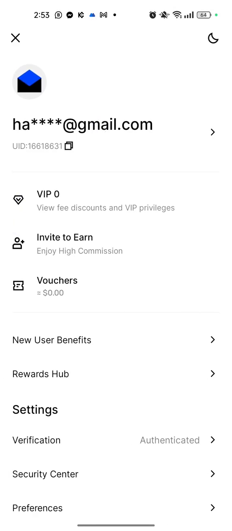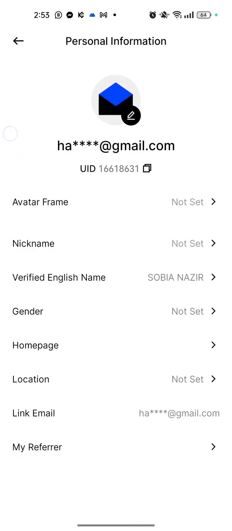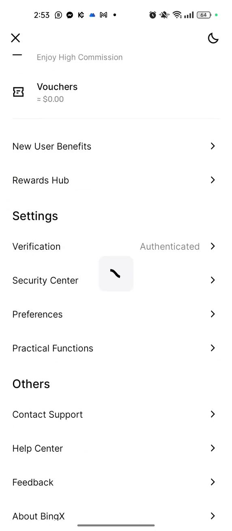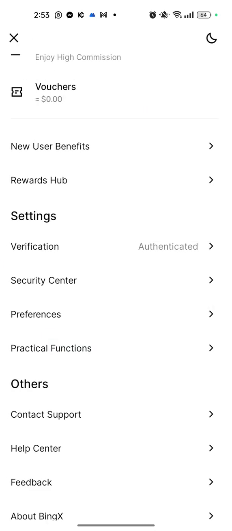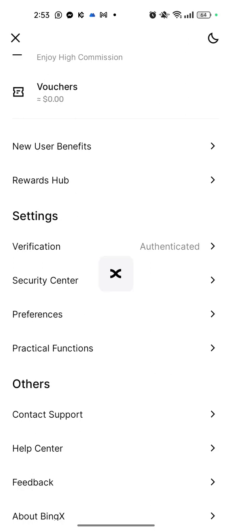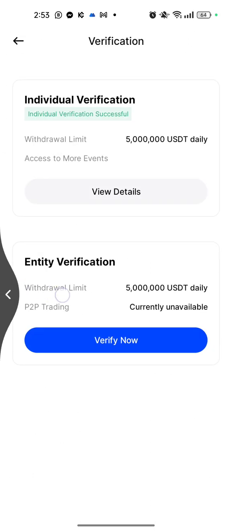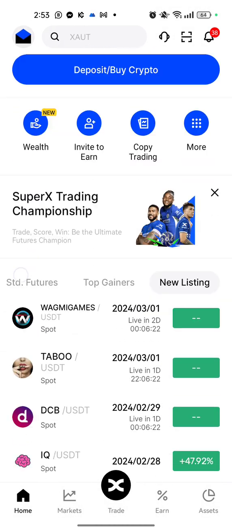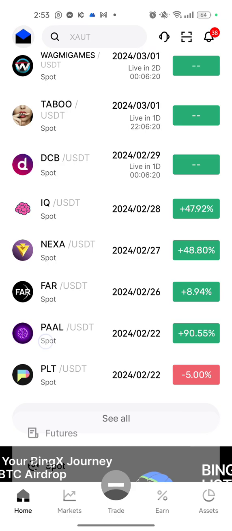This is my personal information. Verification authenticated. Yes, verification successful. I am verified in BingX. So there is also trading of futures and spot.